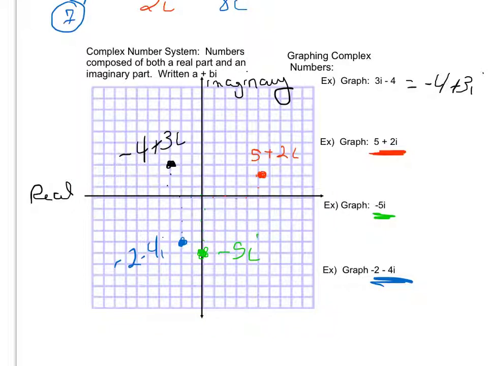Okay, and so there are my four points in quadrant 1, quadrant 2, quadrant 3, and then on the imaginary axis. And those are imaginary and complex numbers.